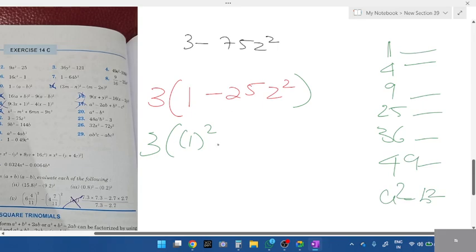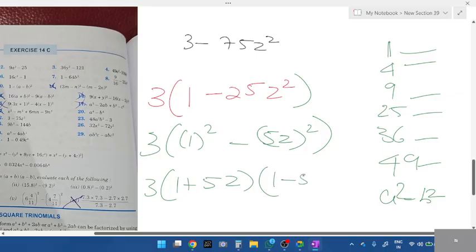We have 1 here, write it as 1 square. How do I write 25 z square? 5z whole square. Very good. Now tell me a plus b into a minus b. 1 plus 5z into 1 minus 5z.